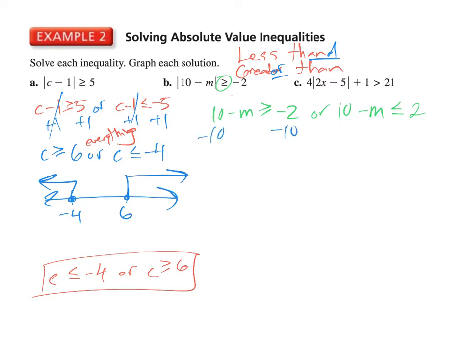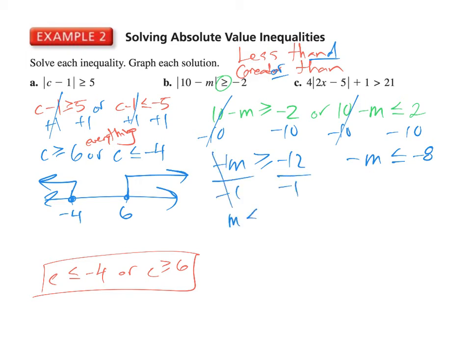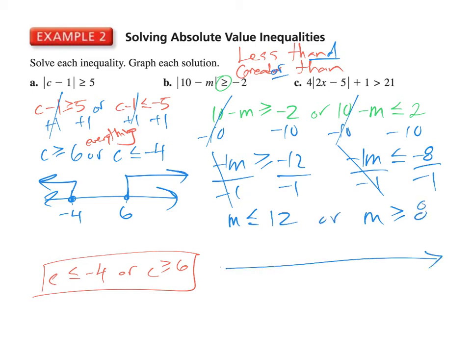So subtract 10, got -m is greater than or equal to -12, subtract 10, -m is less than or equal to -8. I'm going to divide by -1, flip the sign, divide by -1, flip the sign. All right, once again, they're connected with an OR. So for the first one, 12 I start at, and it's less than or equal to, so I'm going to the left, then I have 8, and I'm going to go to the right.